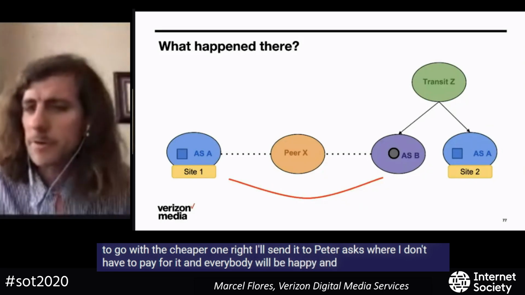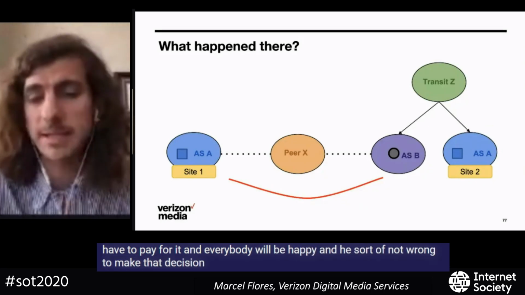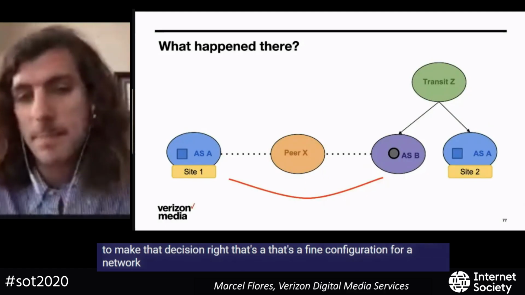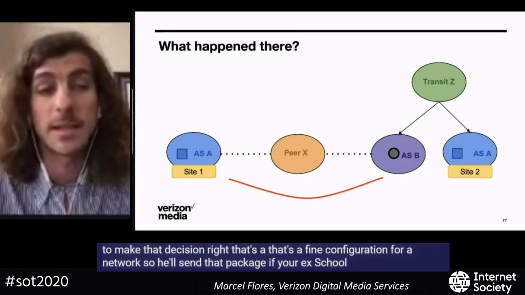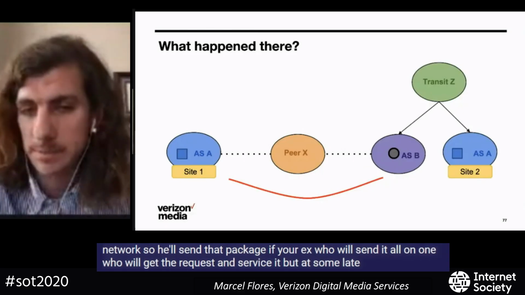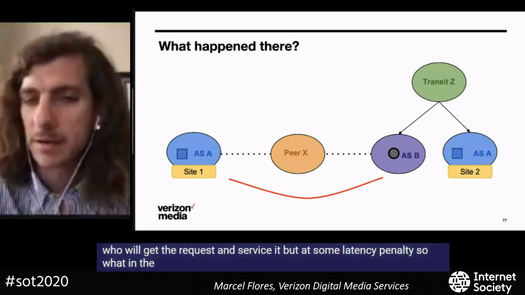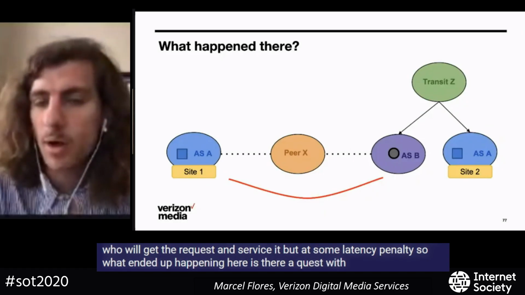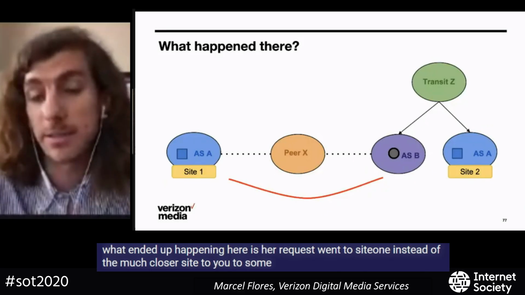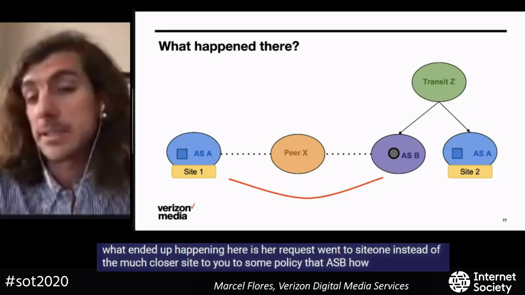And he's not wrong to make that decision. That's a fine configuration for a network. So he'll send that packet to Peer X, who will send it along to site 1, who will get the request and service it, but at some latency penalty. So what ended up happening here is the request went to site 1 instead of the much closer site 2 due to some policy that ASB had cooked into their network.